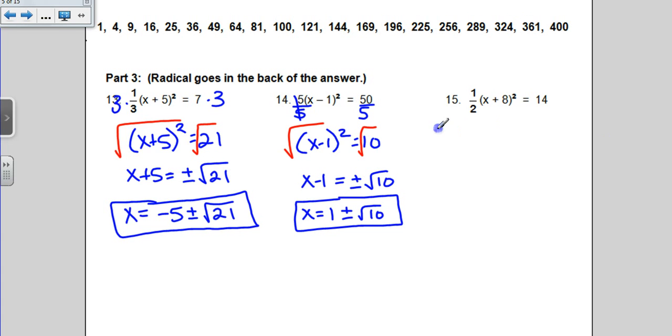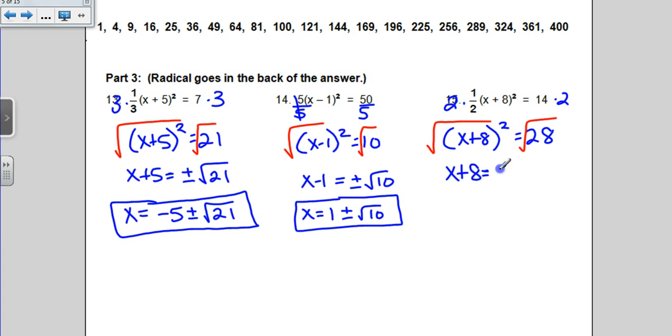Okay, our next problem, to get rid of the 1/2, we're going to multiply both sides by a 2. So you end up with the quantity x plus 8 squared equals 28. Now I need to get rid of the square, so I'm going to square root both sides. And here we have something else to think about. We have x plus 8 equals plus and minus. We need to think about how to reduce the radical of the square root of 28 because that is something we can reduce.